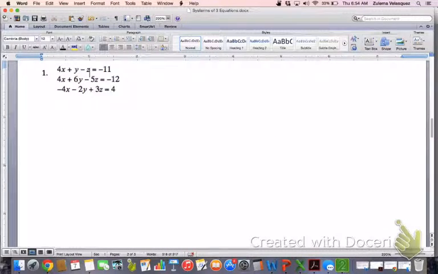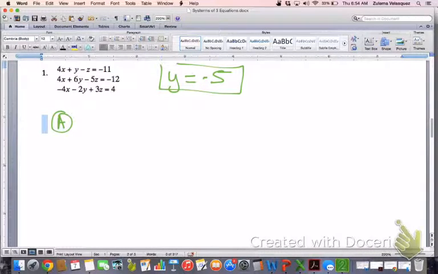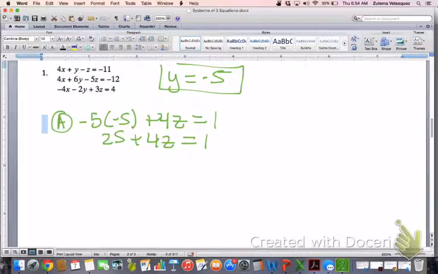Actually, that's fine. So now I'm going to take my y equals negative 5, and I'm going to plug it back into the first equation, which I called A. So it's going to be negative 5 times negative 5 plus 4z equals 1. And that's 25 plus 4z equal to 1. Subtract 25. So 4z equals negative 24. Divide by 4. z equals negative 6. So we have our second variable.